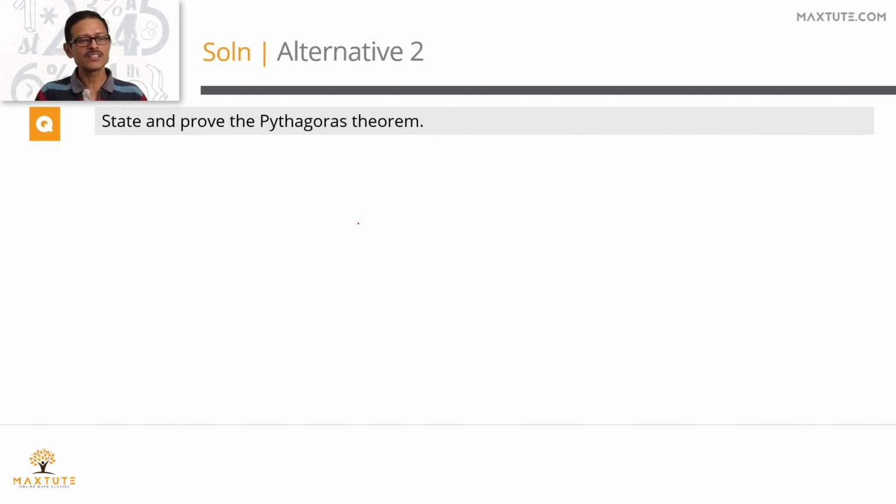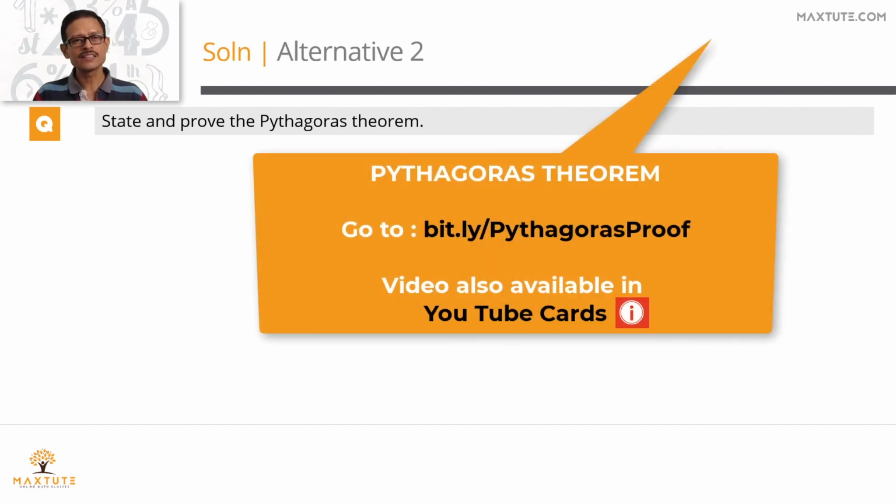Second one, alternative, we'll have to state and prove the Pythagoras theorem. The link is provided here. Click this link or paste this link in the URL bar and you'll be able to get the video from which you can get the proof for Pythagoras theorem. Both of these are standard proofs. Get conversant with them. Quite often, I would even go to the extent of saying every other year they're testing one or the other proof.